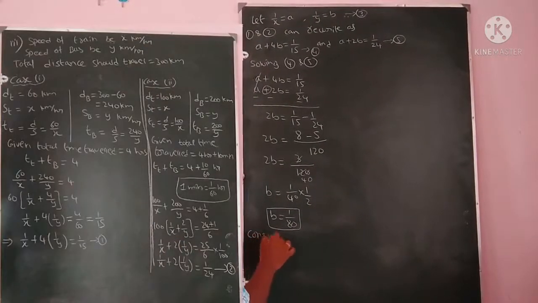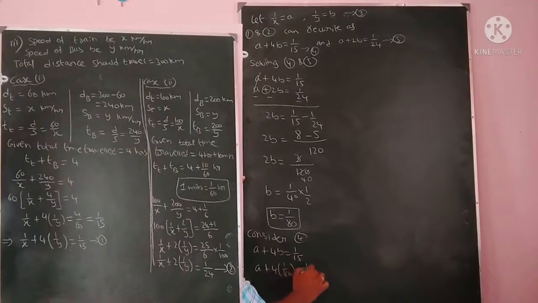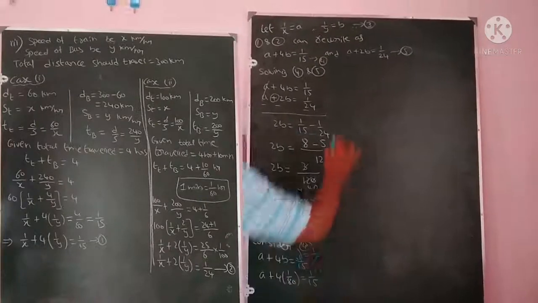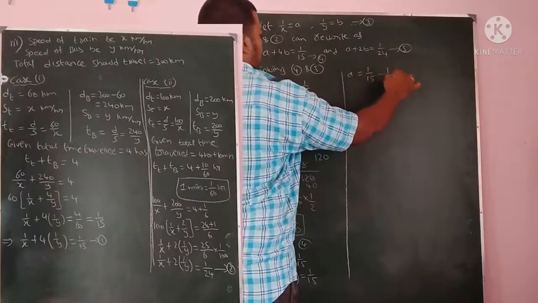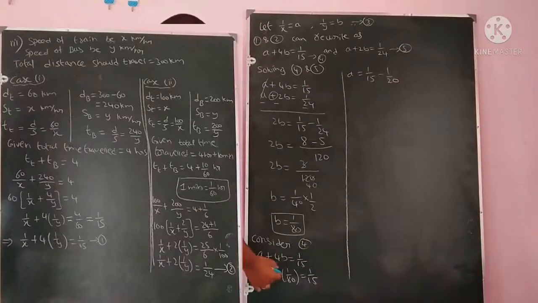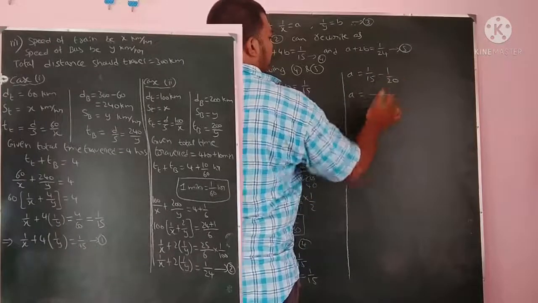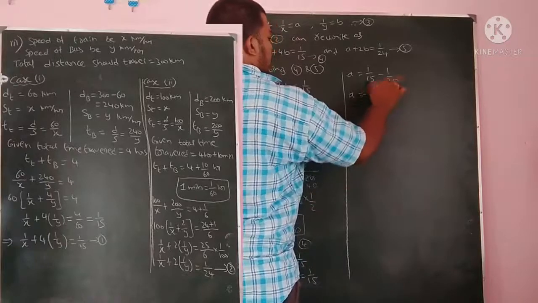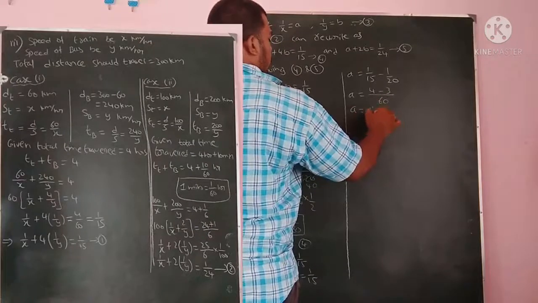So consider equation 4: a plus 4b is equal to 1 by 15. So a plus 4 into 1 by 80 is equal to 1 by 15. So a is equal to 1 by 15 minus 1 by 20, because 4 ones are 4 and 4 20s are 80, which is 1 by 20. So a is equal to, the LCM of 15 and 20 is 60, and this is 4 by 60 minus 3 by 60. a is equal to 1 by 60.